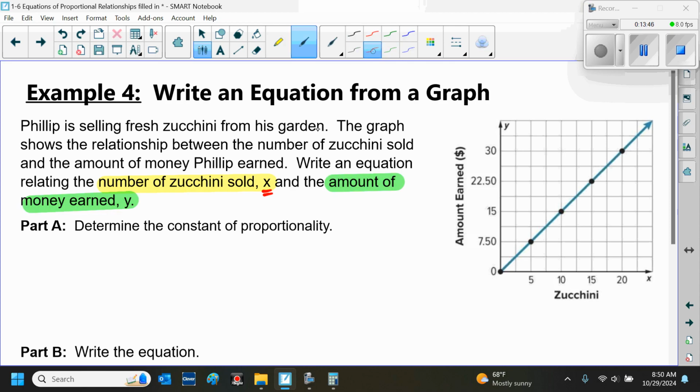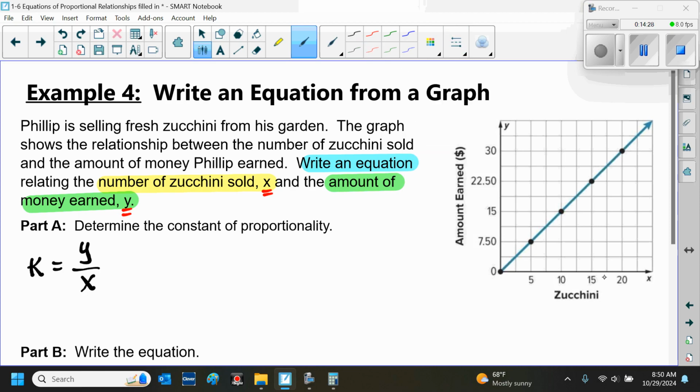And remember, our constant of proportionality is y over x, okay? So we want to write an equation. Now, before we write the equation, part A, we need to determine the constant of proportionality. So our k is going to be equal to y over x, okay? Now, when I look at my graph, you can use any point on this graph, okay? Because it is a straight line and it goes through the origin, we know this is a proportional relationship, okay?